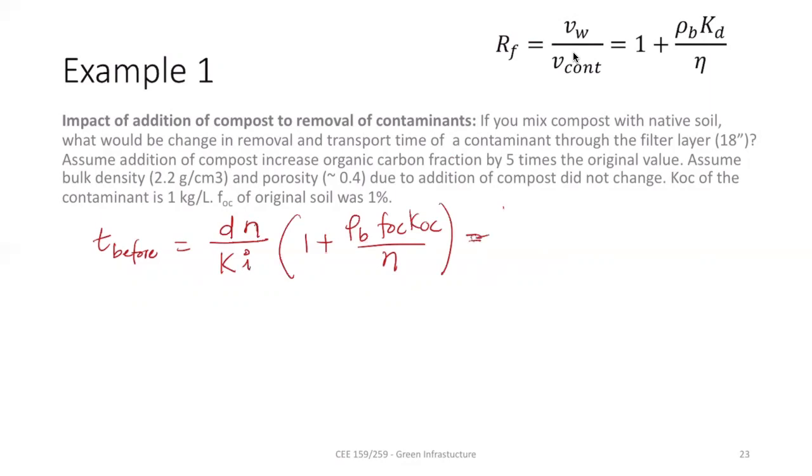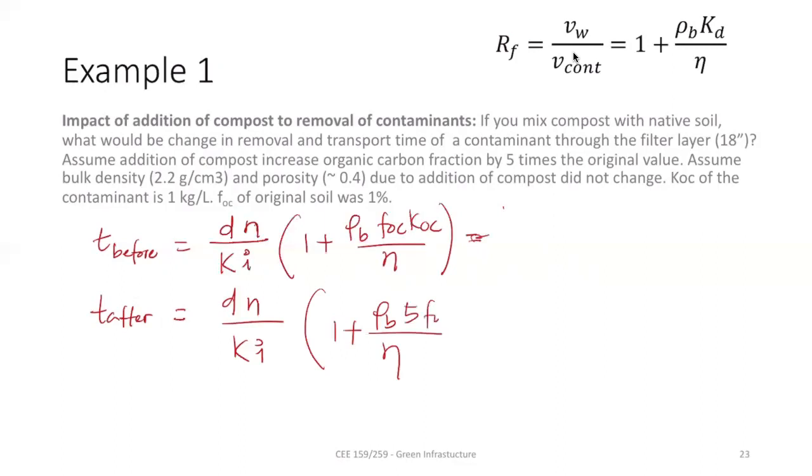Okay, so that's fine. We'll write that. So T after is distance over K I, times 1 plus bulk density, which didn't change. Porosity didn't change, but the fraction of organic carbon changed. It becomes 5 times FOC. And then KOC was whatever it was, same pollutant. Nothing has changed. If I ask what's the change, because you don't know the hydraulic conductivity, that means I'm asking what's the ratio.